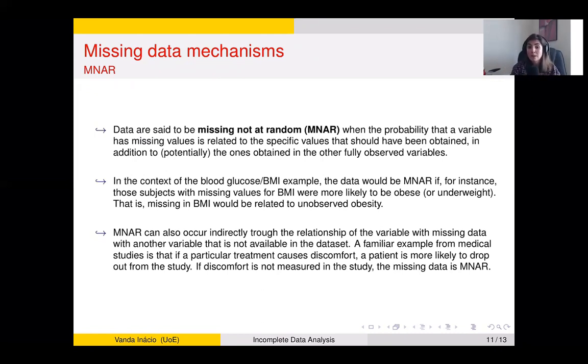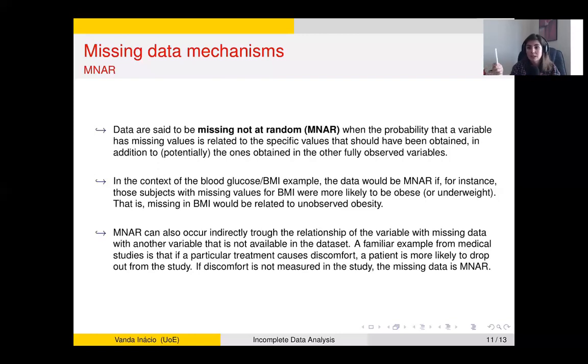But if we have no way to know whether the subject was feeling some discomfort or not, the missing will be not at random. If we do not measure discomfort, then the fact that the individual has dropped out from the study is not at random. If we measure discomfort, then it is missing at random, because it depends on a variable that we have observed and we have information. But in the absence of information about discomfort, the missing would be not at random.